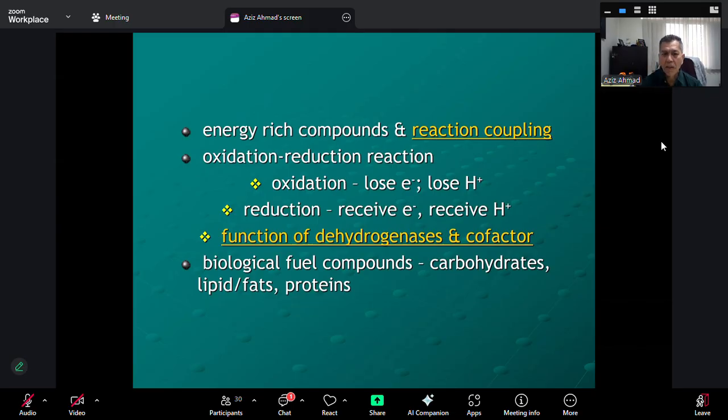vitamins. So the vitamins that we take when I have a fever, for instance, actually they are acting as a cofactor in our body. They are not involved in any detoxification of the infection. They act as a cofactor to enhance the metabolism process in our body.